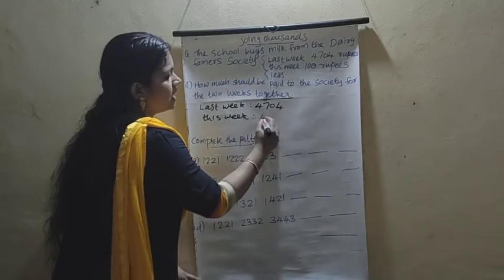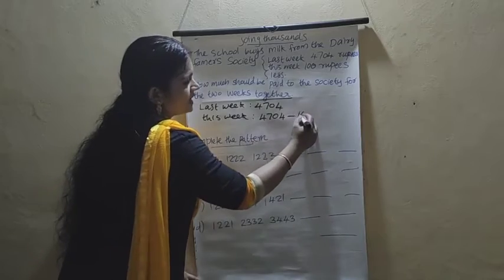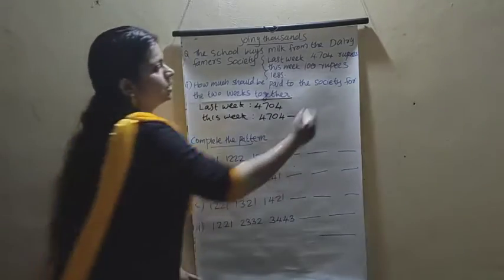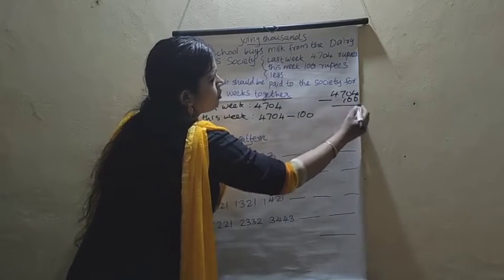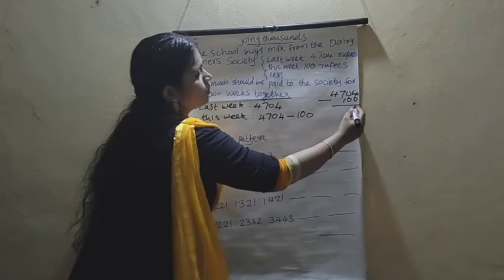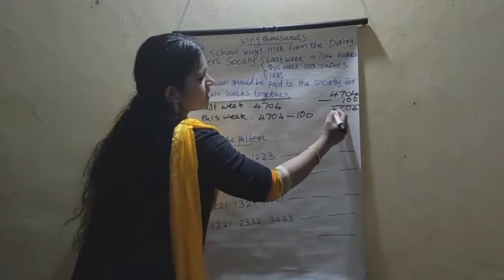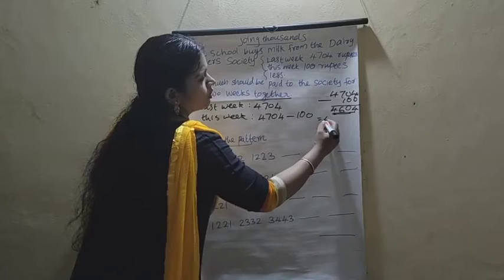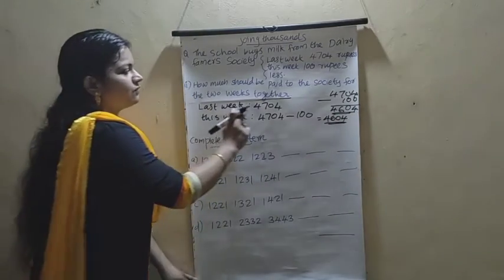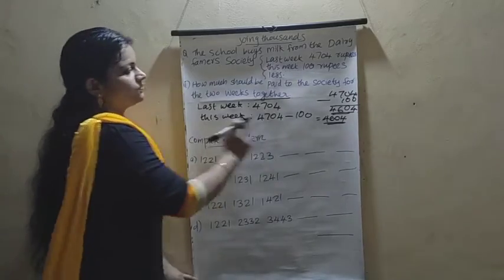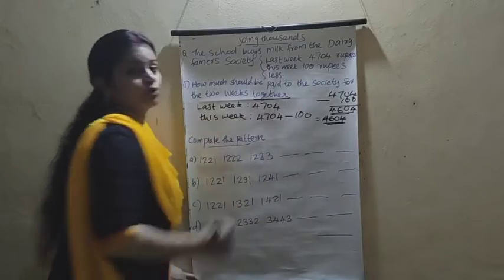So you do 4,704 minus 100. Understood? Do the workout here, then 100. 4 minus 0, 4. 0 minus 0, 0. 7 minus 1, 6. 4 is 4. So it is 4,604. Last week was 4,704. This week is 4,604. Then you have to find the 2 weeks together.